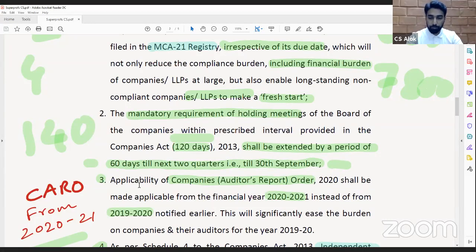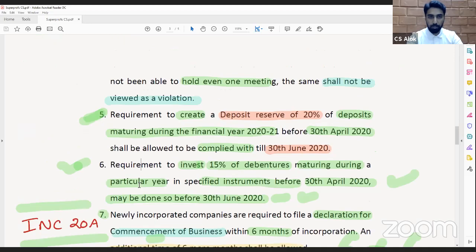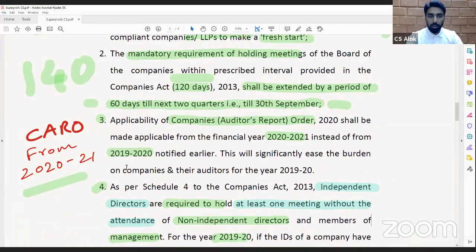Then I told you about CARO. So let us look at that. Applicability of the Companies (Auditor's Report) Order. Along with the auditor's report, that is the independent auditor's report, the chartered accountant of the company, whom we call the statutory auditor, has to give this CARO. And CARO keeps amending from time to time. Now it was said CARO would be applicable from the financial year 1920. But now what is the government telling? CARO 2020 shall apply for financial year 2021, which means 1 year extra we are getting.